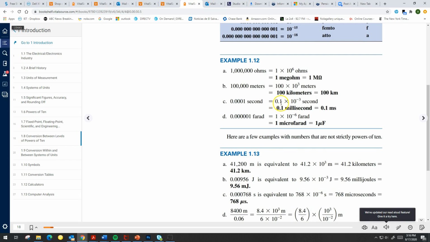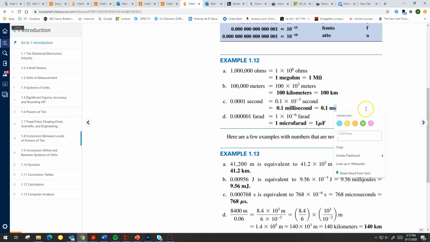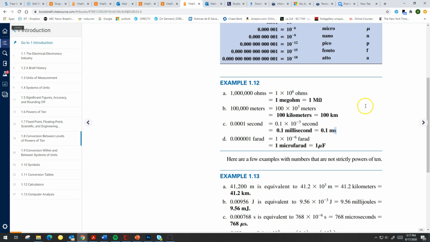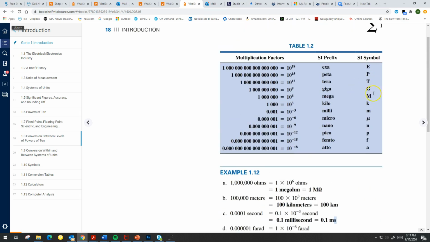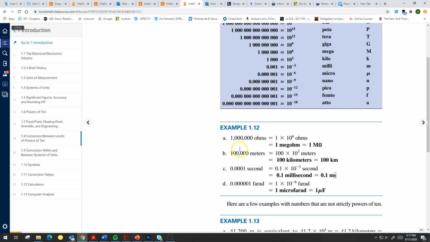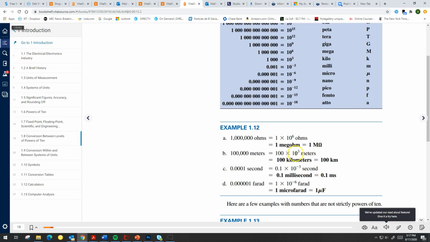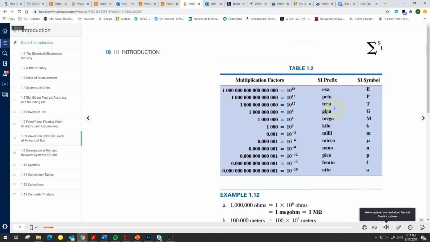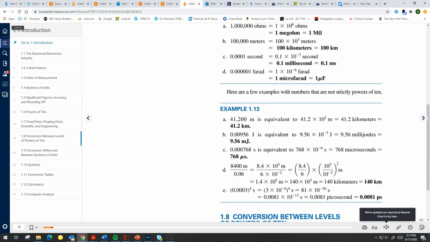Another one here, we have 0.1 times 10 to the minus 3 seconds, or 0.1 millisecond. Again, we're not going to spell that out as milliseconds. We're simply going to put a little m followed by s. So get used to that notation and using these prefixes and symbols, understanding what they mean. You notice here again that in our answers in this example, we only use powers of 3. We use engineering notation, powers of 3, because this is the basis for the prefixes that we commonly use every day.